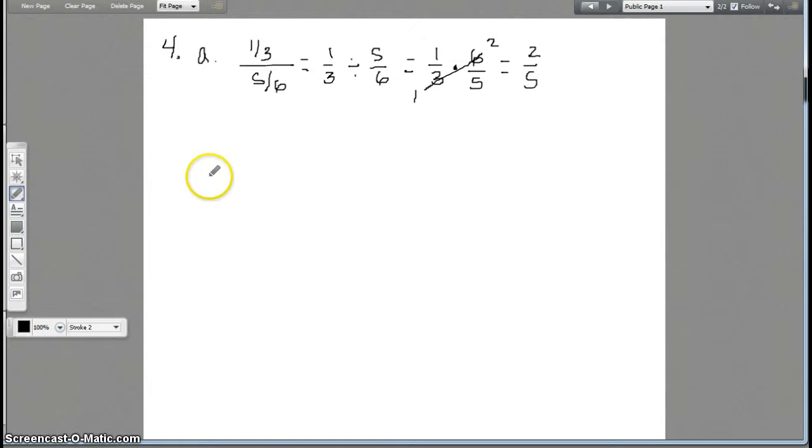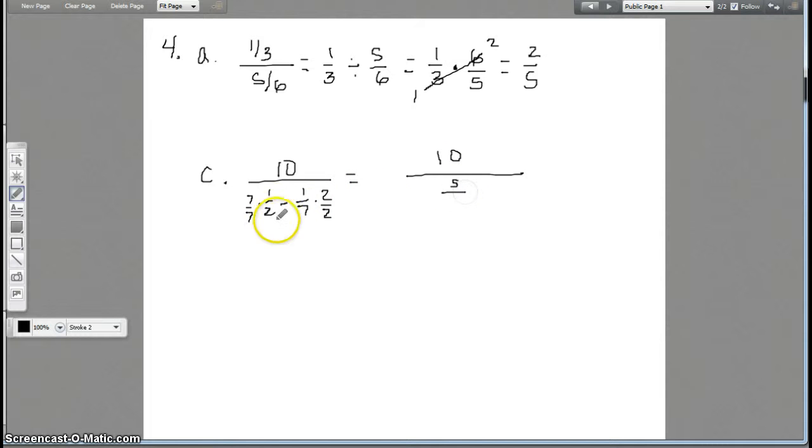Okay, let's take a look now at part C. Part C is 10 divided by 1/2 minus 1/7. Well, we can't do anything until we simplify our denominator. What we're going to need to do is find a common denominator for this. So I'm going to multiply this first fraction by 7/7 and the second fraction by 2/2. And so we will end up with 10 over, this is going to be 7 minus 2, so that's 5, over 7 times 2 is 14. So we have 10 over 5/14.